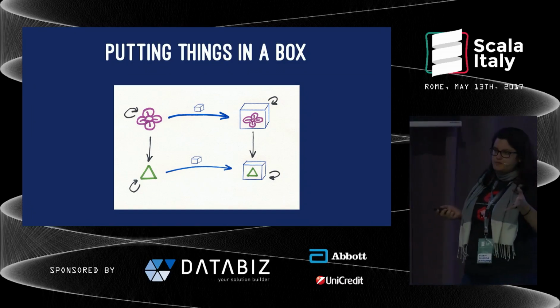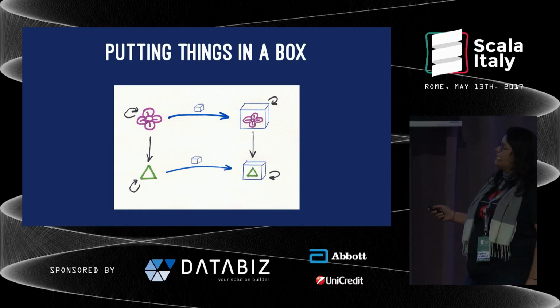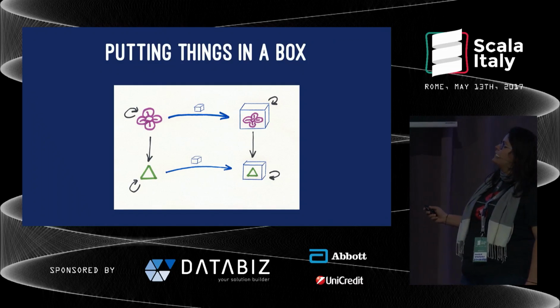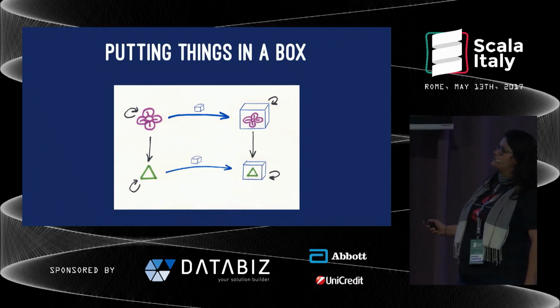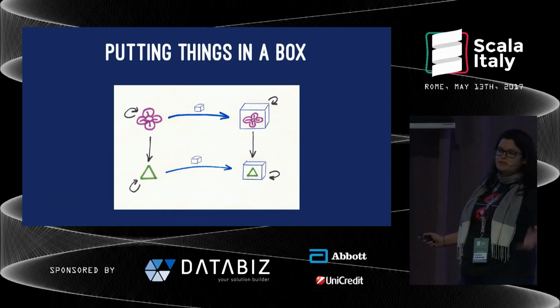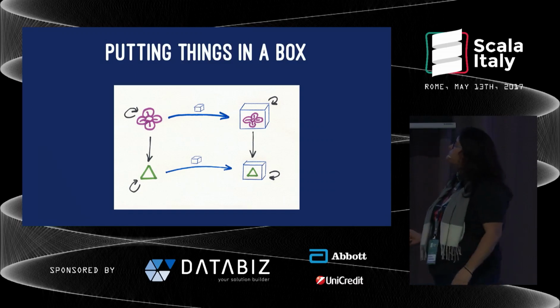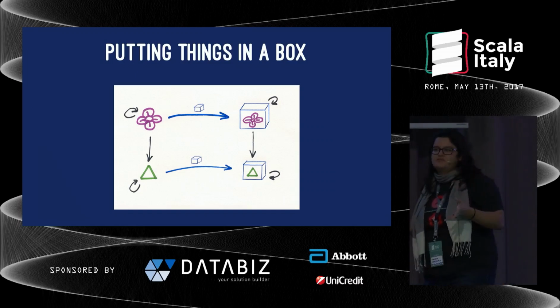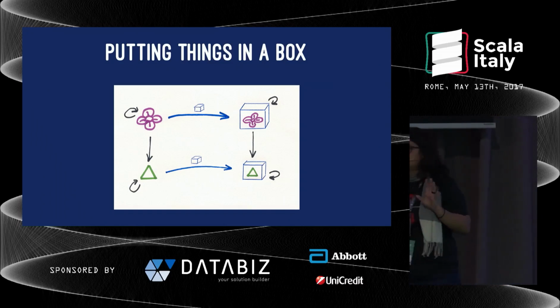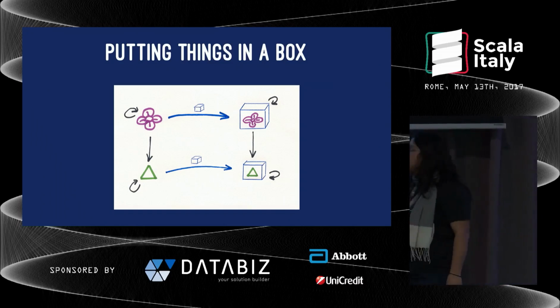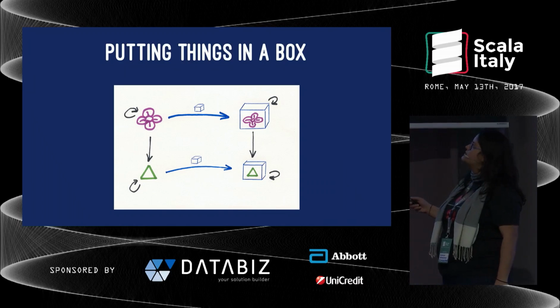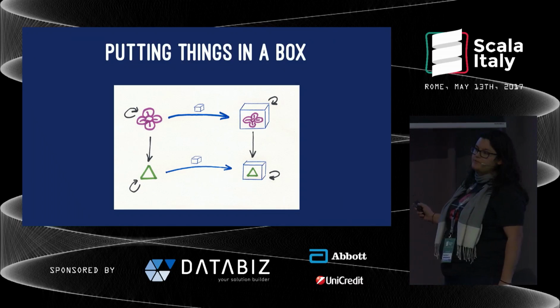So a lot of fancy words, but basically what we're saying is that if we know how to transform a flower into a triangle, then we know how to transform a flower in a box into a triangle in a box. Right? That kind of rings a bell, right? Can we think of something familiar that we do in Scala that kind of has this shape? So if you know how to transform A to B, then you know how to do it from box of A to box of B.